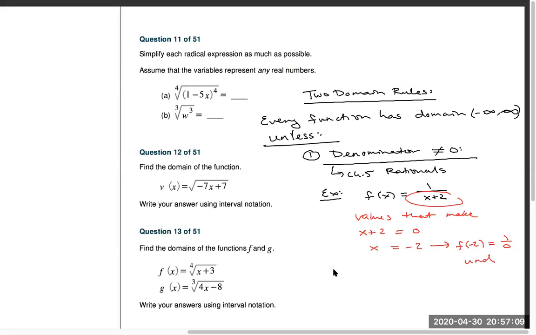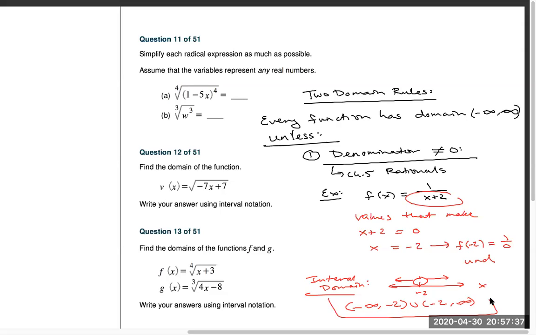Okay, so if I were looking for interval notation for the domain, or we can make a number line for this. These are my x values. -2 is the only one that gives me a 0 in the denominator. Everything else is okay. So -infinity to -2, not including both, union -2 to infinity, not including both. Okay, so that's the first rule.